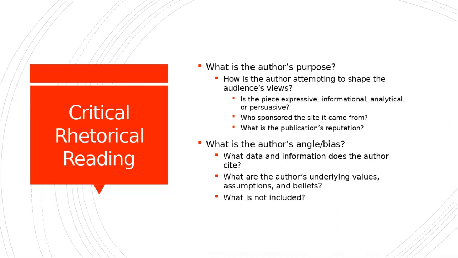Author's angle and bias. What data and information does the author cite? Where are they getting their information from? What kind of sources do they have? What are the author's underlying values, assumptions, and beliefs? Can you tell what they think about the subject? Can you tell what they believe in? And what is not included? What have they left out that you know is factually there and possibly relevant? Okay. All right.